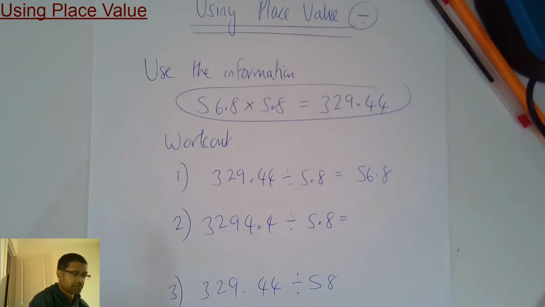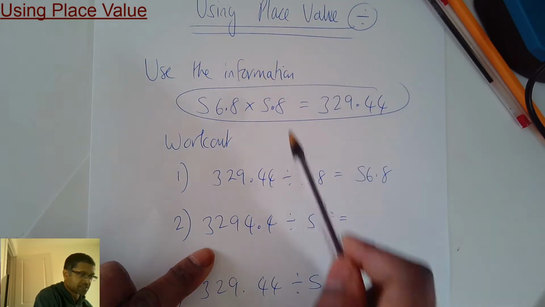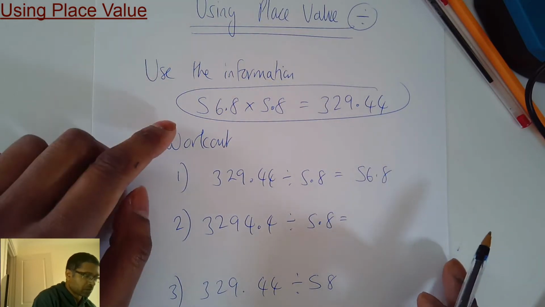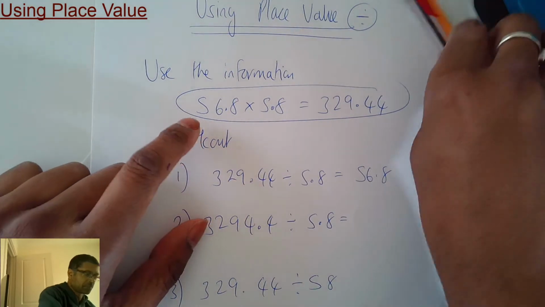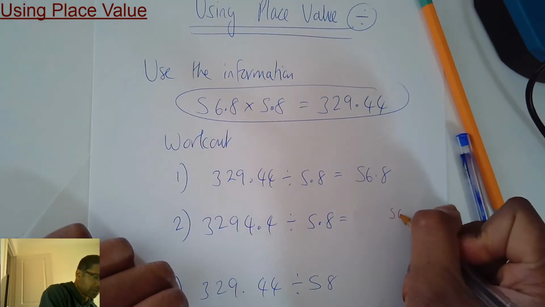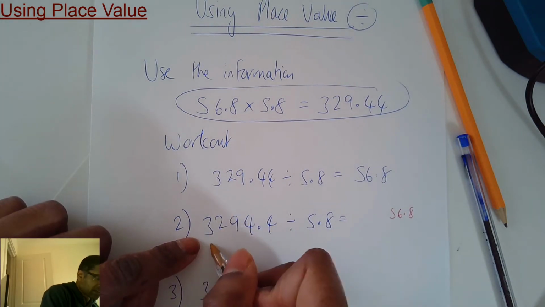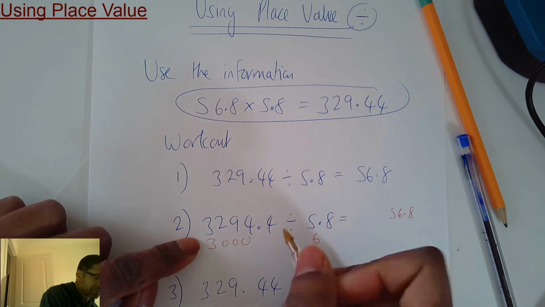Next, very similar, except this number is slightly different. This one's still the same. So I know the number would look something like 56.8. I'll modify it in a moment. Right, so that number there is around about 3,000. That one there is around about 6. So you're doing 3,000 divided by 6.